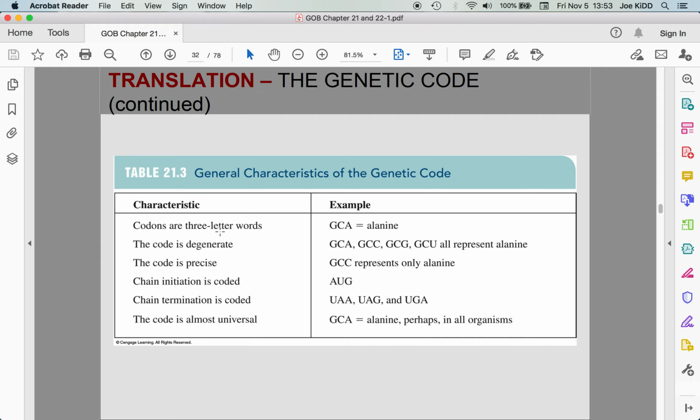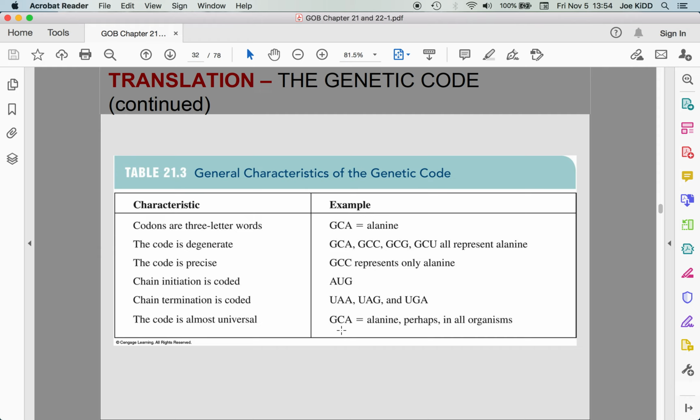So codons are going to be a three-letter word, quote unquote, but three base pairs knitted together to call out a specific amino acid. The codes can be degenerate, which means we have multiple codes all representing the same amino acid, or they can be precise, where it would only be one. There's always going to be a code to initiate the strand being made, and there's a code for ending the strand.